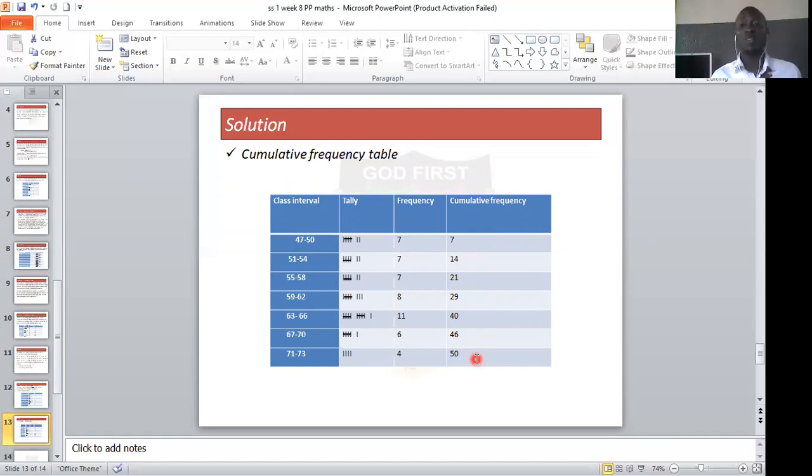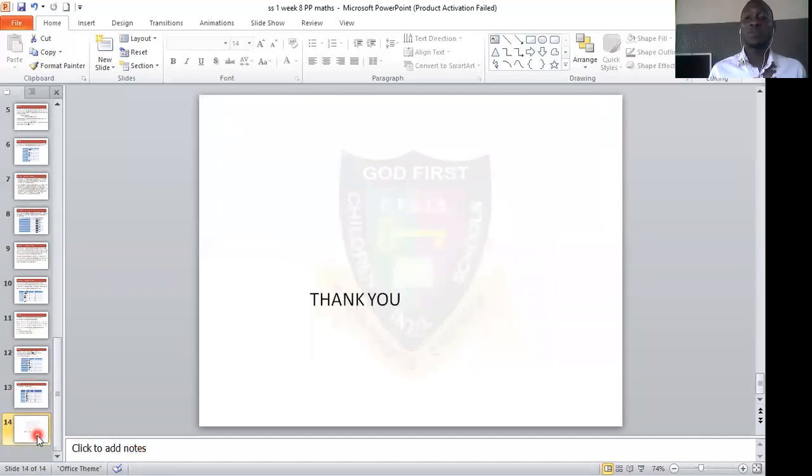So the last number on the cumulative frequency table must be equal to the sum of all the frequencies given. This is what we'll be looking at as the introduction to group frequency distribution for our group data. So this will come to the end of the class.